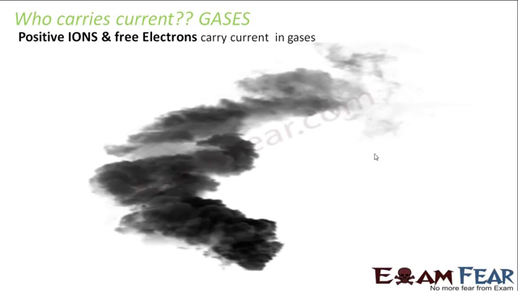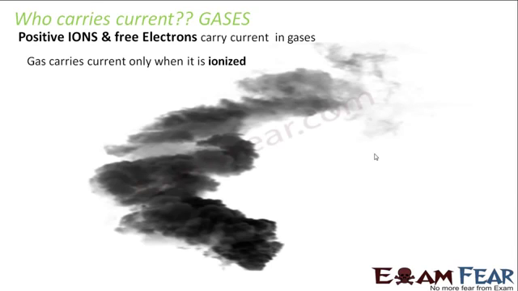Now let us consider gases. What happens in case of gases? In gases also, positive ions as well as free electrons carry current. That means it is a combination of both solids and liquids. Here we have free electrons also. At the same time, there are some positive ions as well which carry current in gases.